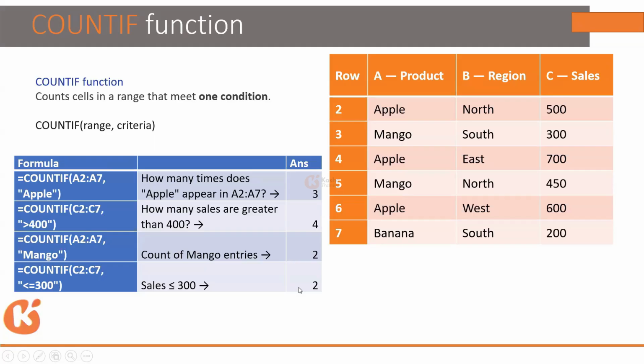So you can see the entries are coming as 2. Let's count it also: 1 and 2. So there are 2 entries, which are less than 300. So the result is also showing as a 2. Now let's move on with the next function.